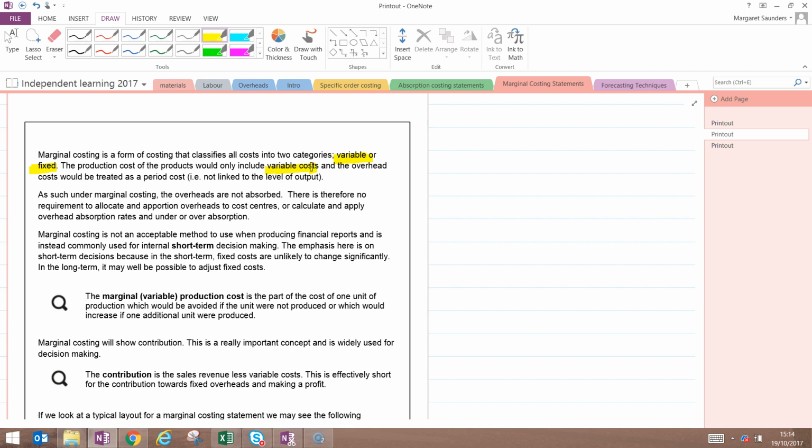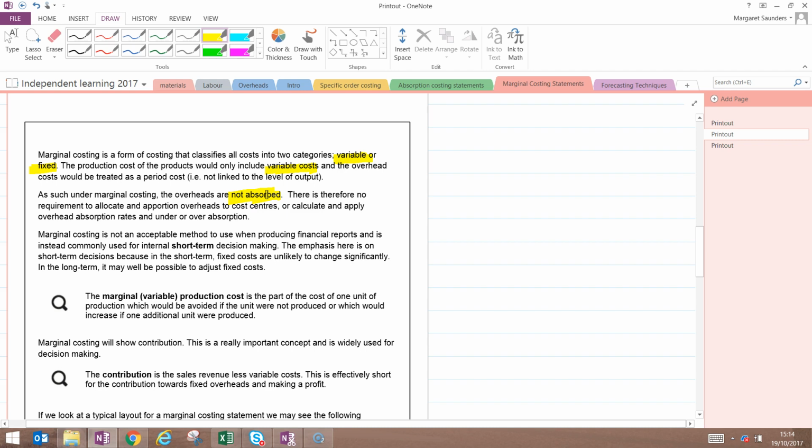This means that with marginal costing, overheads are not absorbed. So there's no requirement to allocate overheads to cost centres. There is no need to apportion overheads to cost centres, and there is no requirement for an overhead absorption rate or a calculation of under or over absorption.